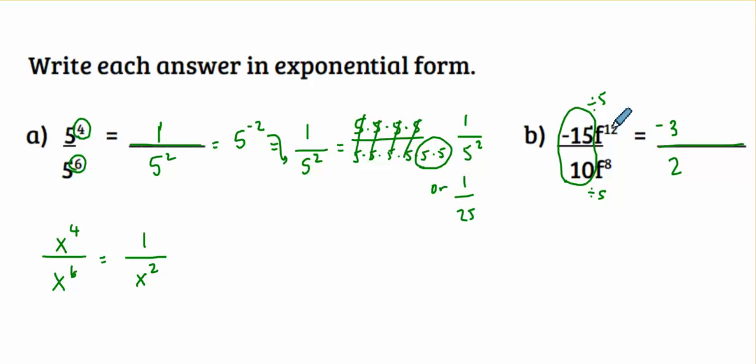And now f to the 12th over f to the 8th, we're going to subtract those exponents, and it goes where the bigger exponent is, which is on the top. So that's your answer there.